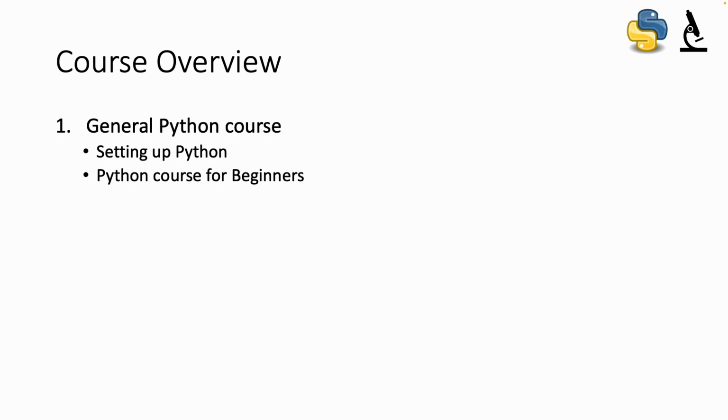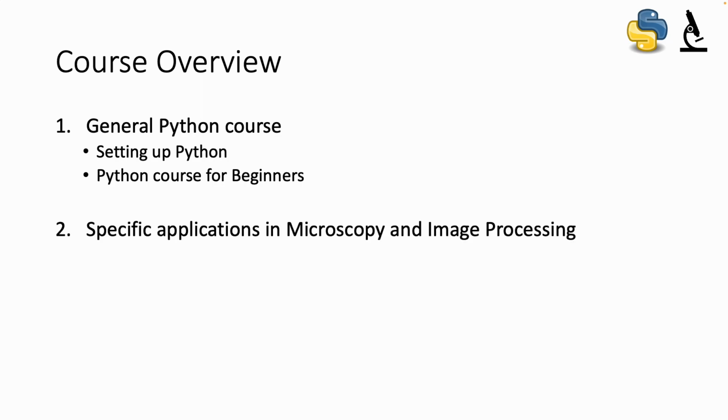How is the course structured? It is generally structured in two parts. The first part covers general Python, and first of all setting up Python, and is basically a Python course for beginners. So this can also be considered an isolated course, independent of microscopy contexts. And in the second part, I will be covering specific applications of Python in microscopy and image processing. So if you are already familiar with Python, then you can basically just skip the first part.